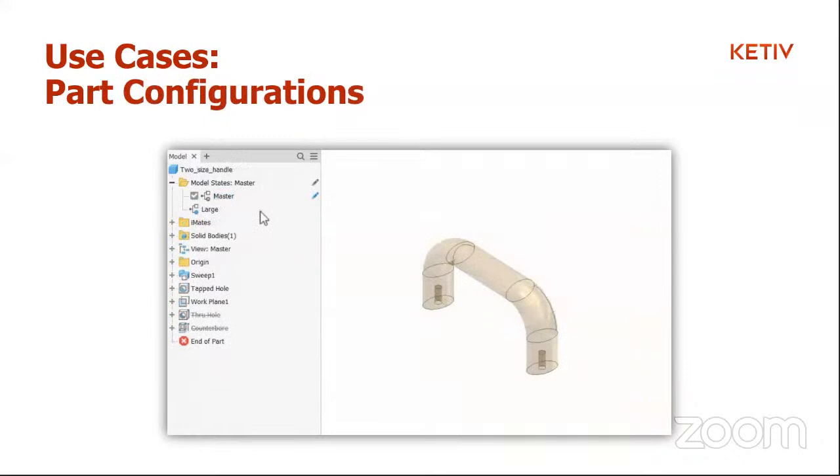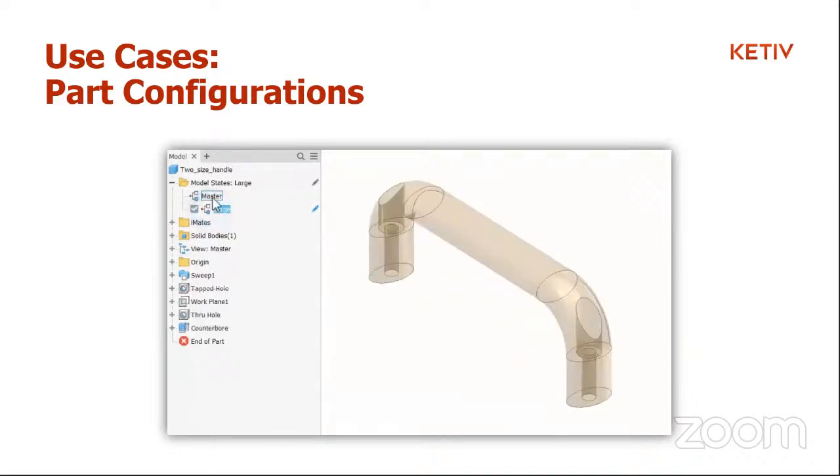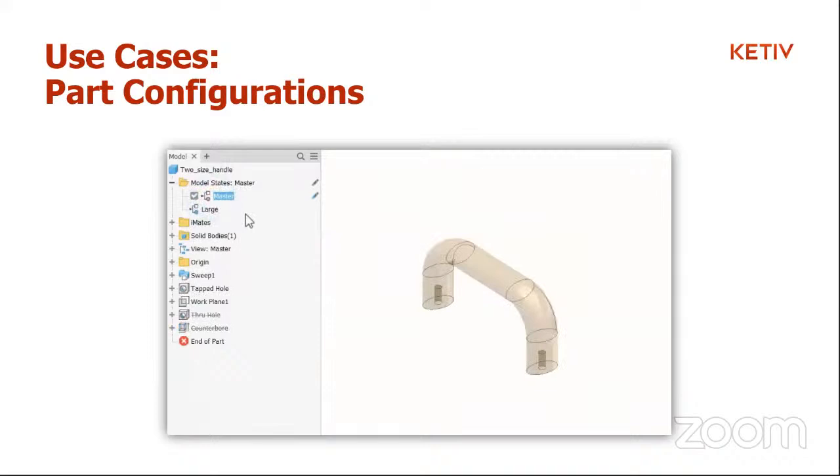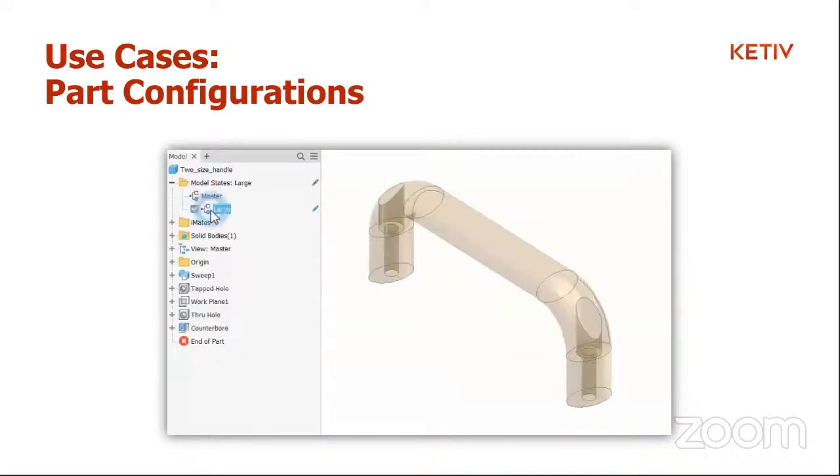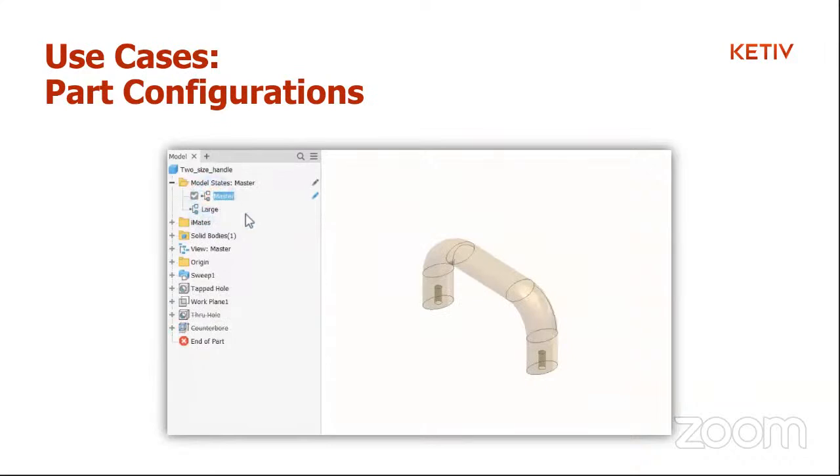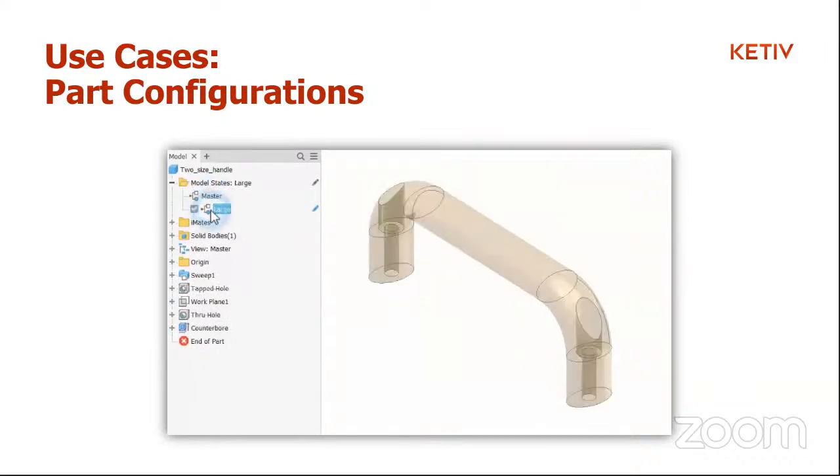And part configurations, that's, I think, the simplest one that comes to mind. You're probably going to have multiple sizes of something, and you can see on the left-hand side, we're simply clicking on different configurations to suppress holes, suppress features, etc., or change parameters as well.